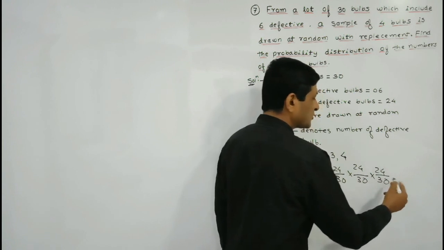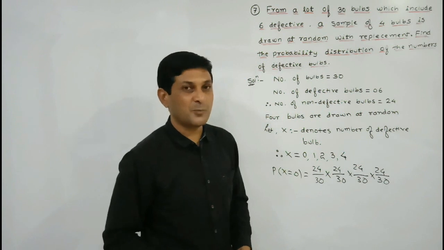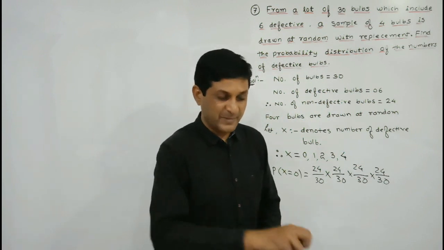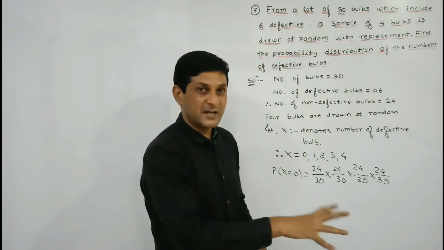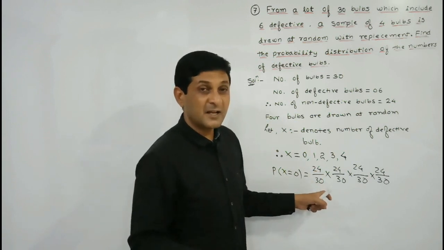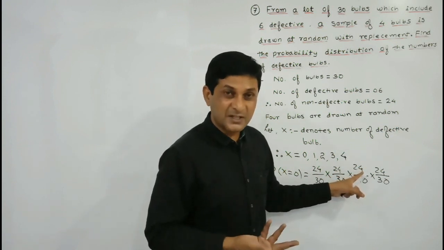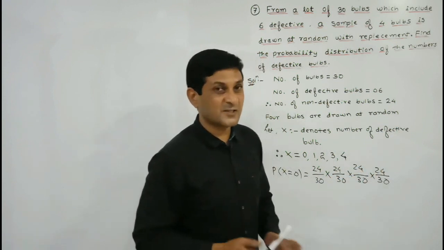एंड लास्ट बल्ब इज ऑल्सो व्हाट? नॉन डिफेक्टिव. दैट्स वाई इट्स प्रोबेबिलिटी इज ऑल्सो 24/30 बिकॉज विद रिप्लेसमेंट है. पहला बल्ब ड्रॉन किया और रख दिया, नॉन डिफेक्टिव है, तो उसकी प्रोबेबिलिटी 24/30. सेकंड बल्ब निकाला, वो भी नॉन डिफेक्टिव. Again we are getting same value. Again in third case also non-defective, and in fourth case also what?